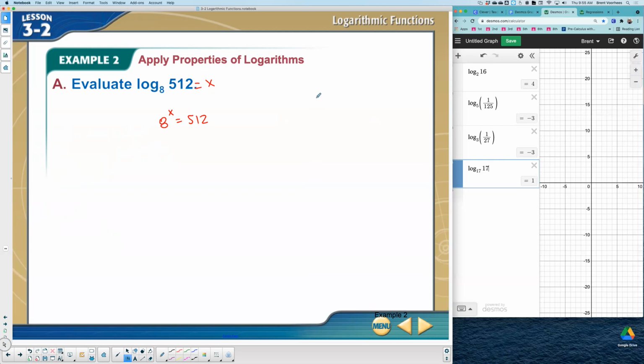So I'm going to use my upside down division to simplify 512. How many times does the base of 8 go into 512? 8 goes into 5, how many times? 0. 8 goes into 51, how many times? 6, very good. 6 with the remainder of 3. 8 goes into 32, how many times? 4. So it's 64, and then you continue on.